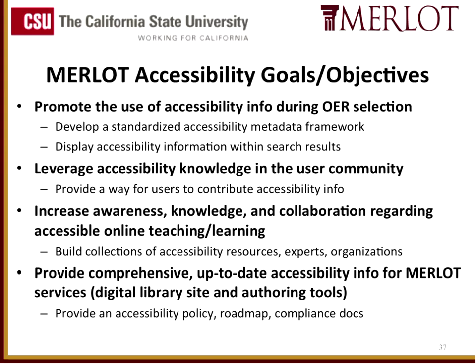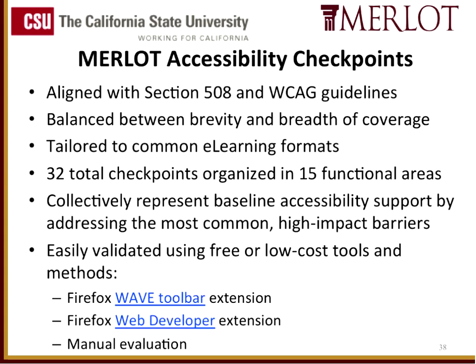So what we have in Merlot, our goal is, how do we promote the use of accessible information when you're looking at OER? So we have a metadata or descriptive framework and provide you tools to help you search and find, and enable experts who do have that expertise around accessibility to contribute it, so collectively we can build more accessible OER for us to share. What I'll do next is just highlight some of our checkpoints. We have 32 checkpoints in 15 areas, and it may sound like a lot, but if you take it bit by bit, piece by piece, you can begin to build a quality collection of OER that also has information about the accessibility of those resources.